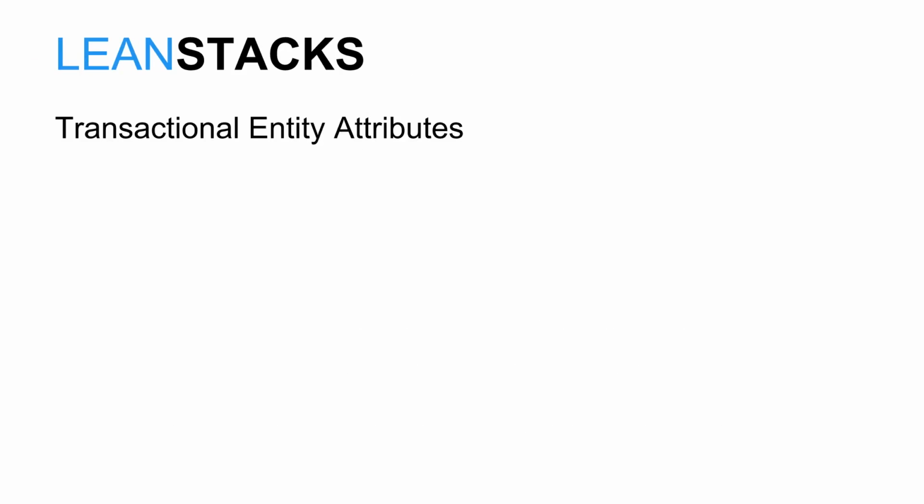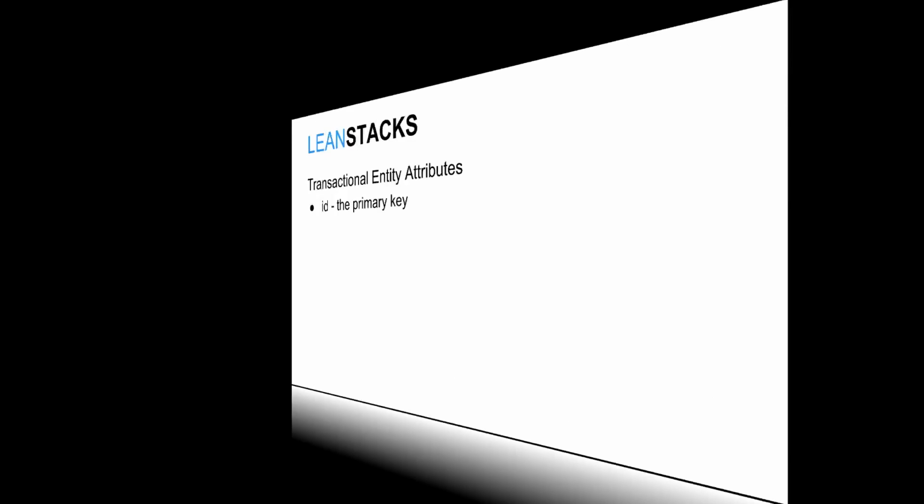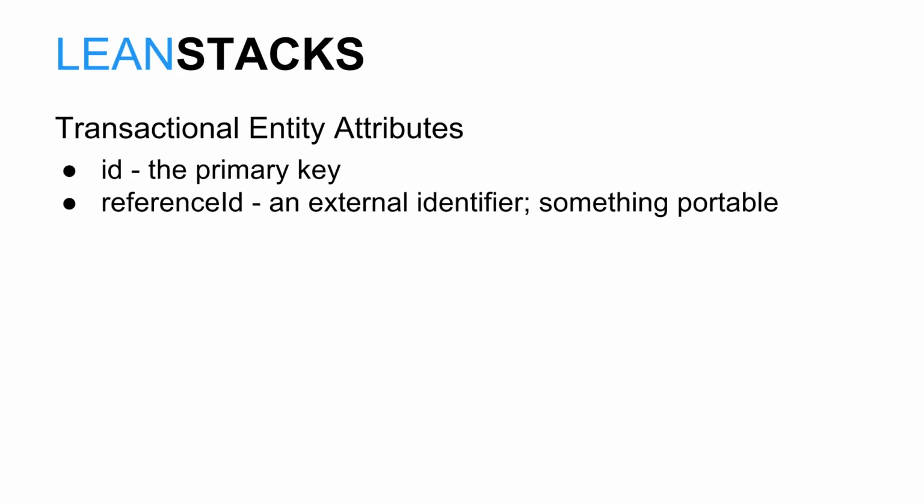Transactional entities represent data which is created, modified, or deleted by system events. For example, a new user registration might create an account entity. Transactional entities share several common attributes: the primary key identifier, a reference identifier. This attribute may be used by external application systems to uniquely identify an entity. Often those systems may need to persist a reference to data within your application.